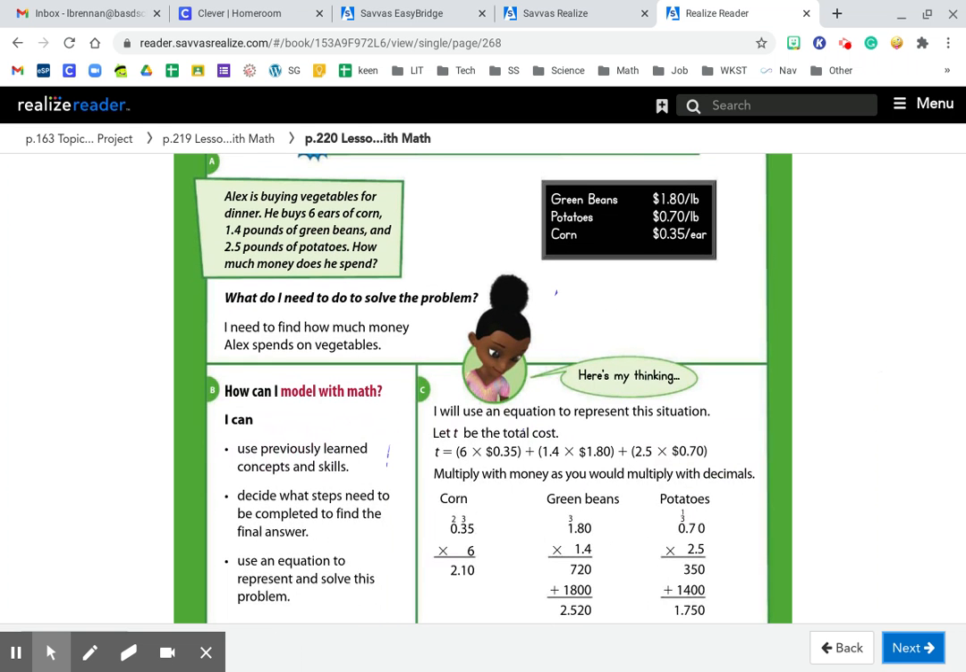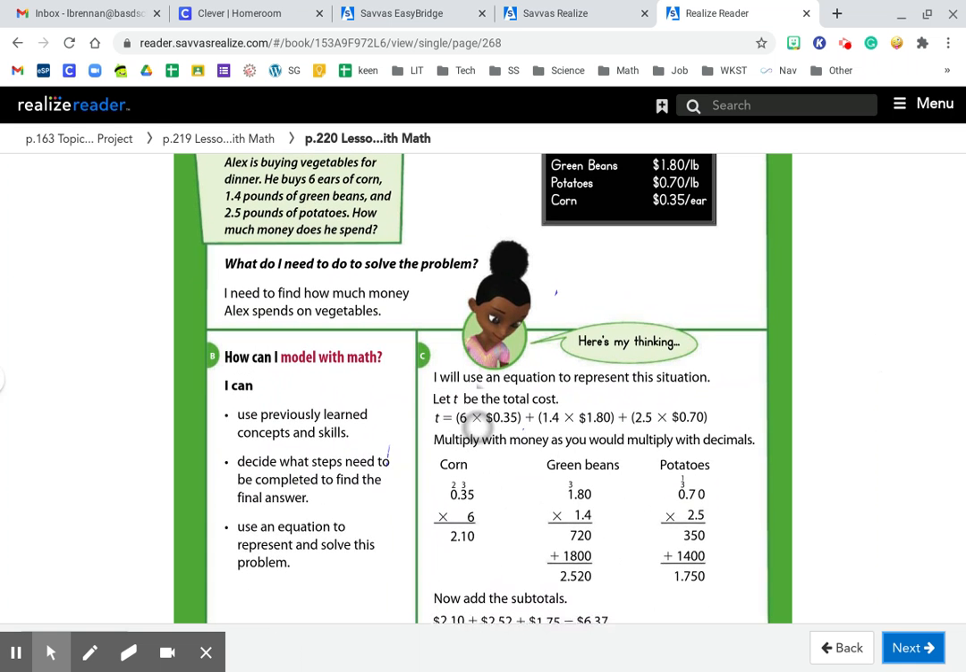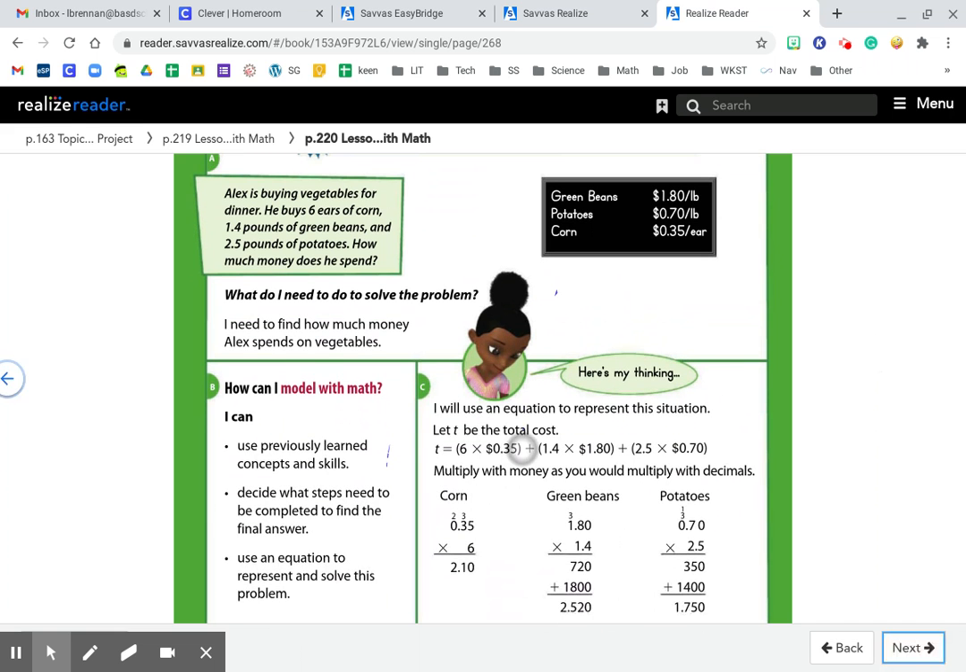So we've got Alex is buying vegetables for dinner. He buys 4 ears of corn. So you're going to see the 4 ears of corn is written out as your total equals, he buys 6 ears of corn. 6 times 35 cents. Let me get the 35 cents from the chart, the 6 from the word problem. So we have 6 times 35 cents.